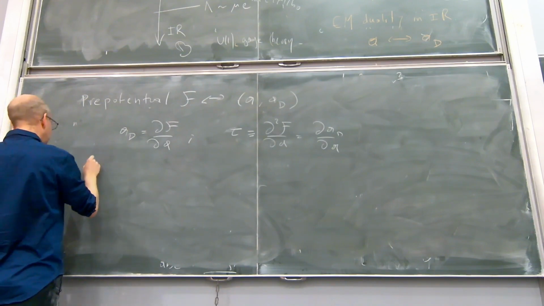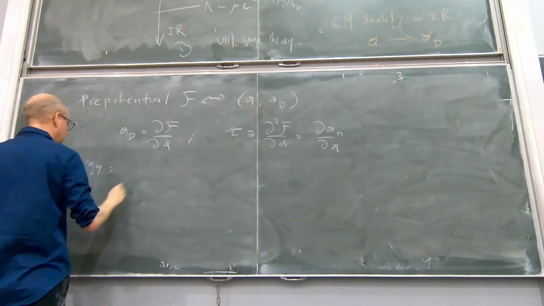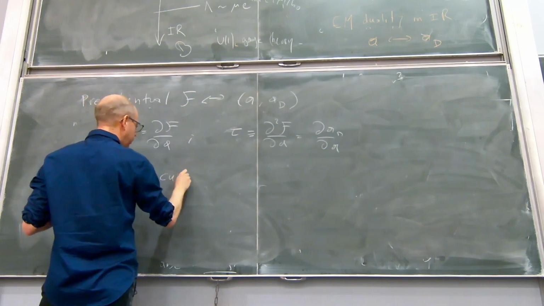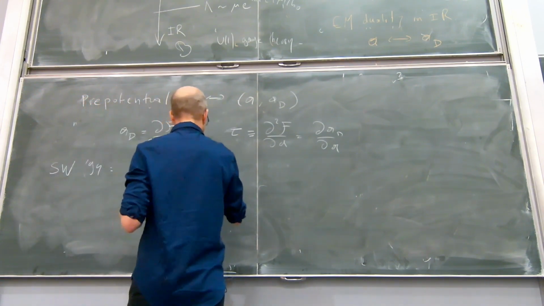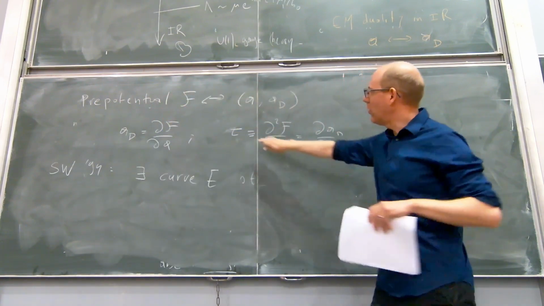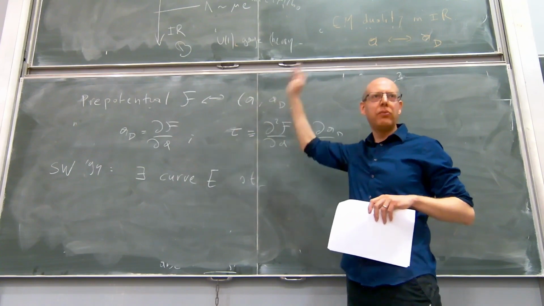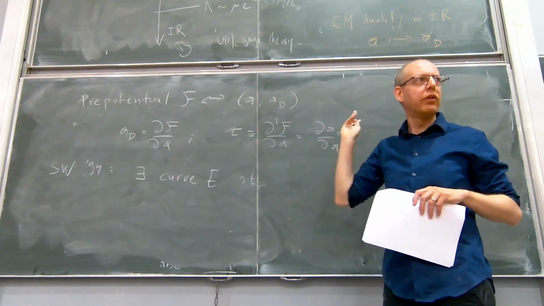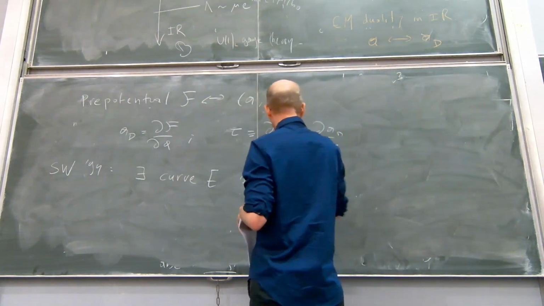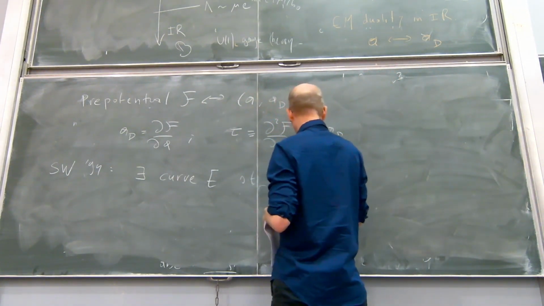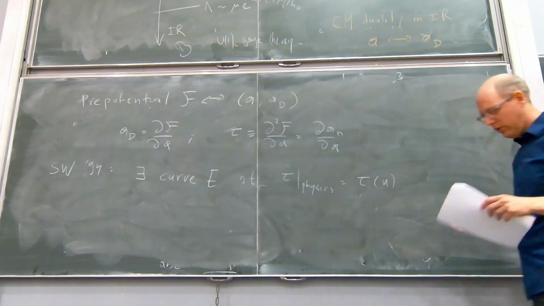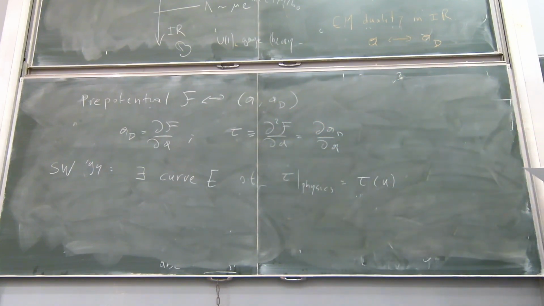And then the Seiberg-Witten idea is that you identify an elliptic curve, so there exists an elliptic curve, the Seiberg-Witten curve, such that my tau here, which is just a gauge coupling in physics, becomes the modular parameter of this elliptic curve. And so it depends on u, the Coulomb branch parameter, such that tau of physics is indeed tau of u, the modular parameter.